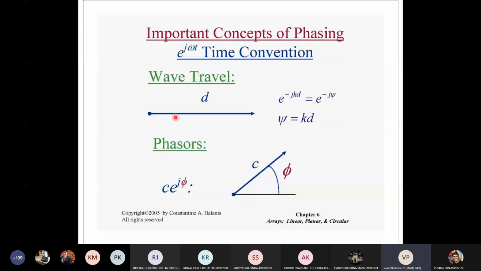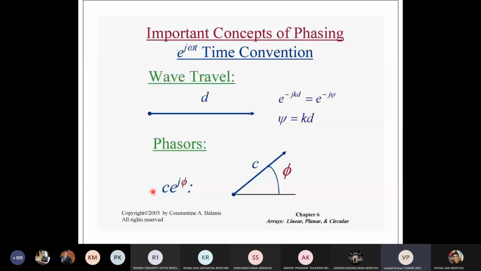When a wave travels a distance d, the phase delay is given by e to the power of minus jkd, that is, e to the power of minus j psi, where psi is equal to kd. What is k? k is 2 pi by lambda, so psi is 2 pi by lambda into d. For one wavelength change, there is a phase shift of 2 pi radians. For a distance d, it is 2 pi by lambda into d. That is the phase delay, phase lead or lag, whatever it is.